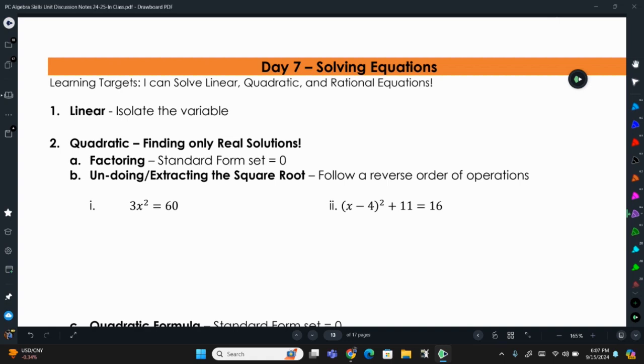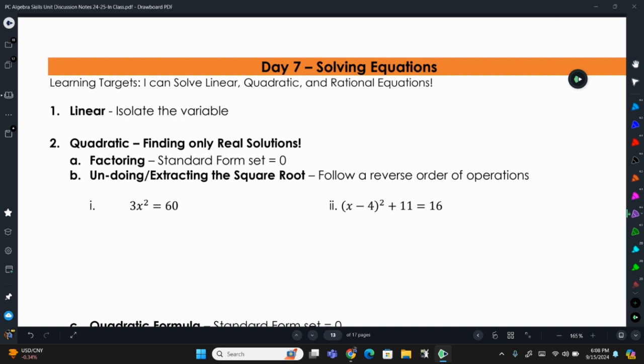All right, in our day 7 notes, we're going to talk about solving equations, specifically linear, quadratic, and rational. For a linear equation, I think we're all okay with that. We just have to get x by itself by doing the opposite of the order of operations. No big deal. Quadratic, when we're solving quadratics, right now we're only going to find real solutions, so we're not going to worry about the imaginary number i.